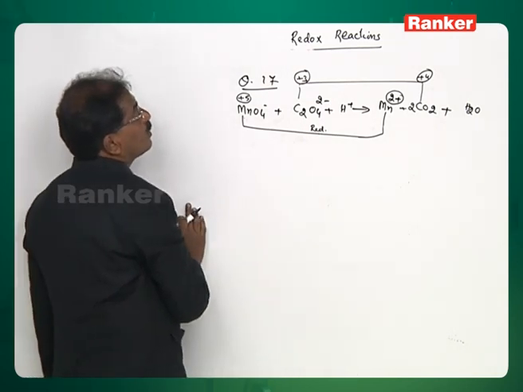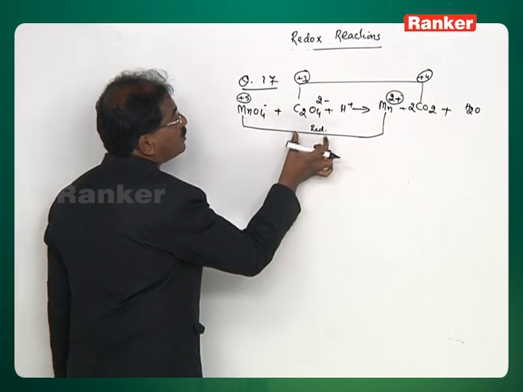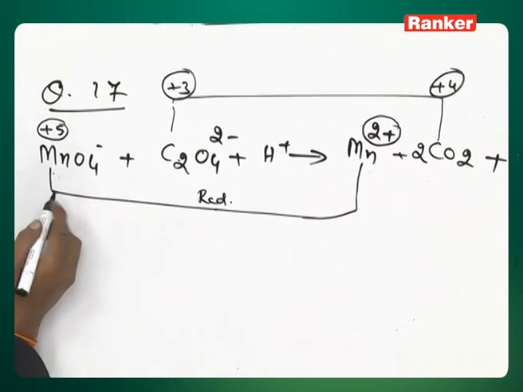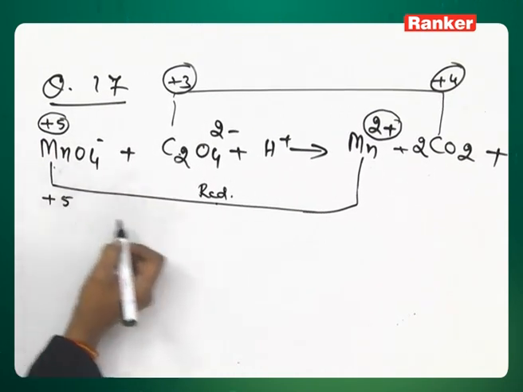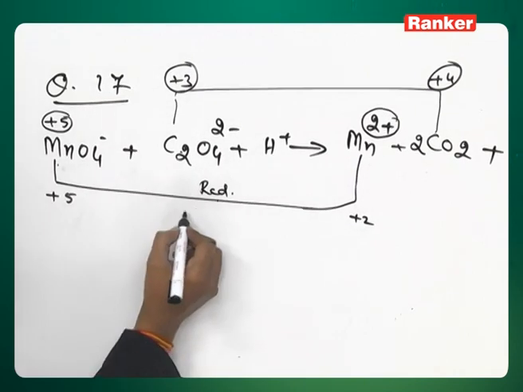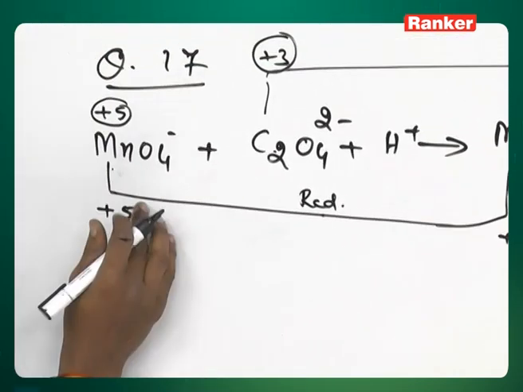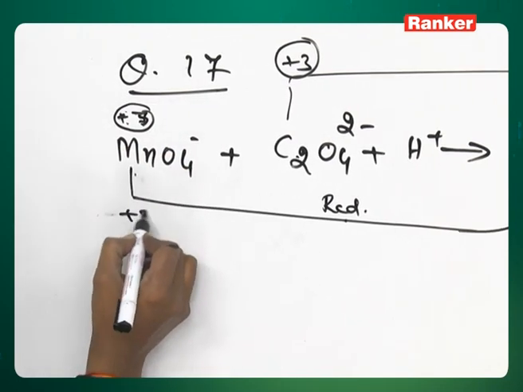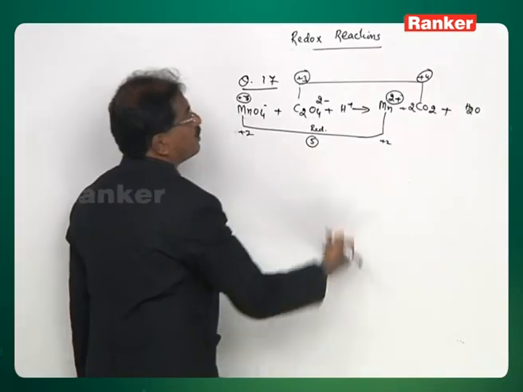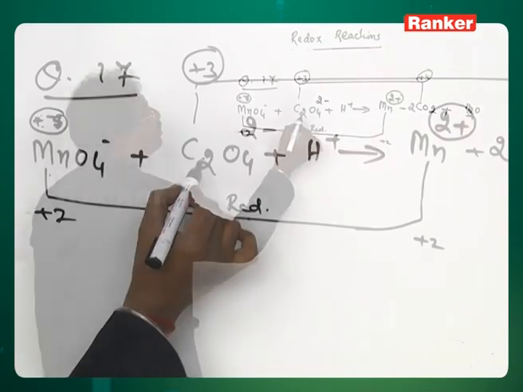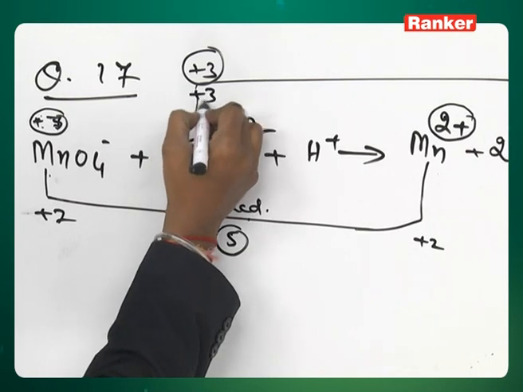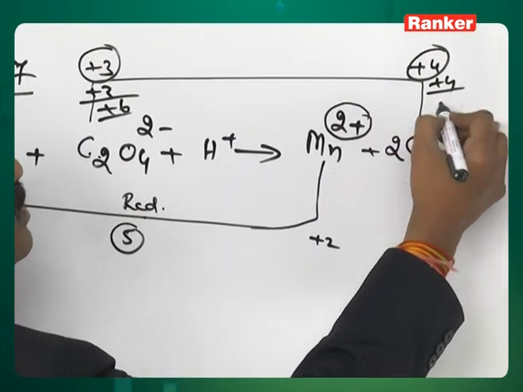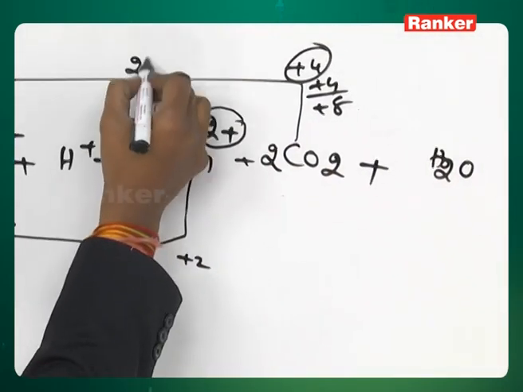After balancing, now observe the total charge difference for the first species and for the second species. For manganese, the total oxidation state on the reactant side is plus 5, here plus 2. So what is the total difference? Therefore, the total difference is 5. Next, for carbon, what is the total oxidation state? Plus 3, plus 3. Total oxidation state is plus 6 here. Here total oxidation state is plus 4 and plus 4, therefore plus 8. Difference is 2.